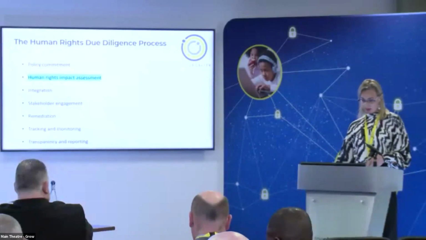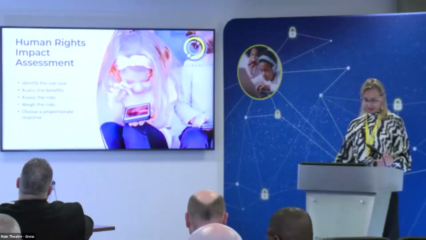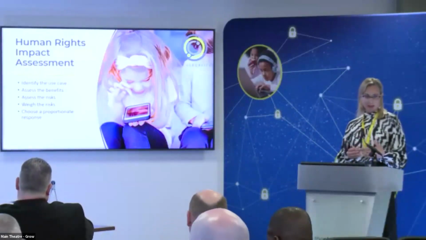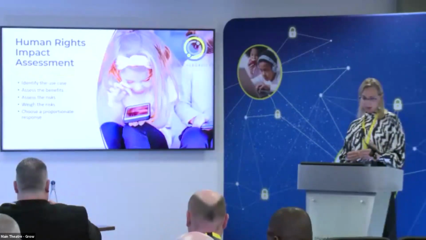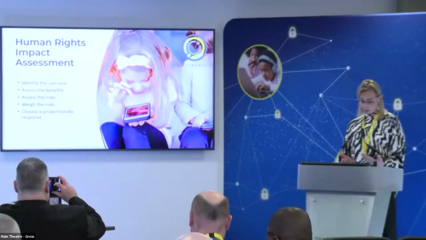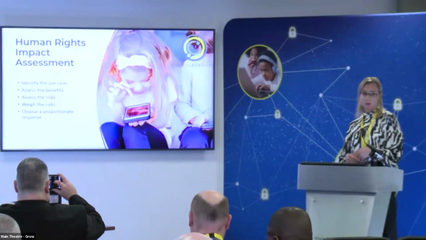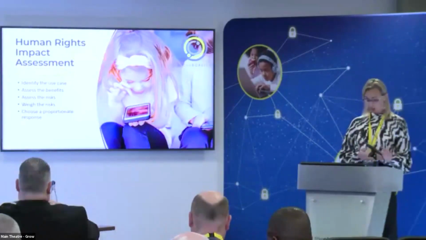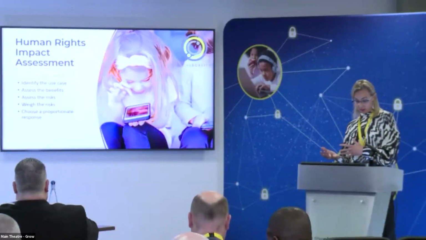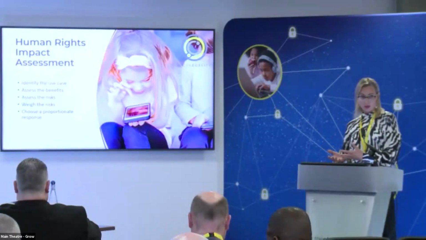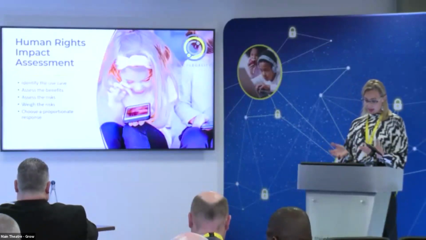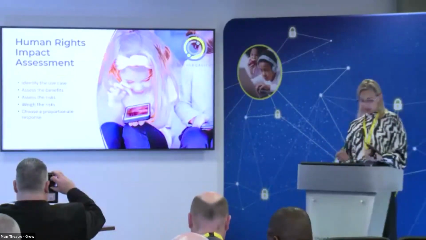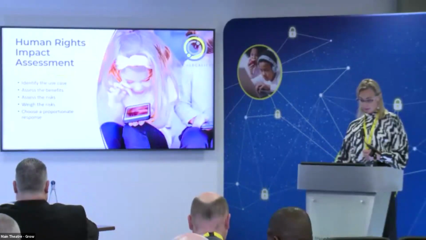So we're going to focus a bit deeper on the human rights impact assessment. This includes 5 phases. First, identifying the use case: what are you using the age assurance tool for? Assessing the benefits: what benefit will this age assurance tool provide in relation to the use case that you identified? Assessing the risks: what risks might be introduced by the age assurance tool? Then weighing the risks against the benefits. And then finally, choosing a proportionate response.